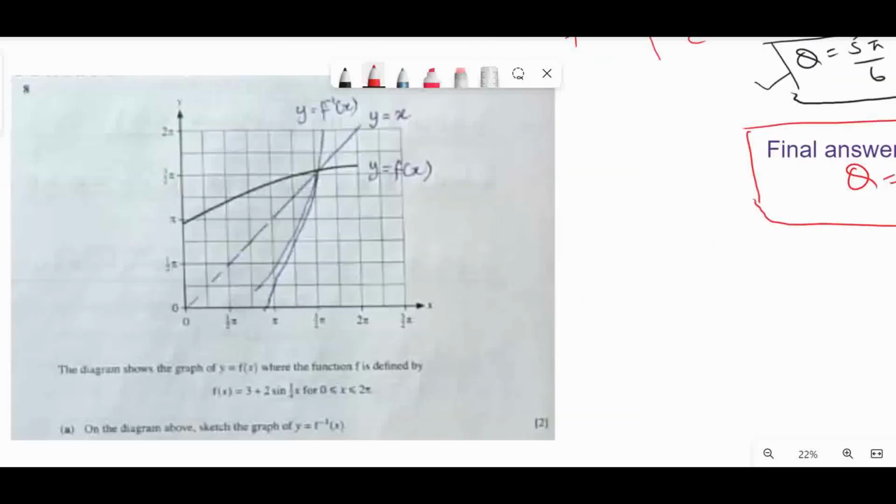Now this is the next question: on the diagram, sketch the graph of y is equal to f inverse of x. First of all, we can clearly see that this is the graph of y is equal to f of x. Which means that the inverse must be somewhere here. So this will be the graph of y equals, because we can see that.